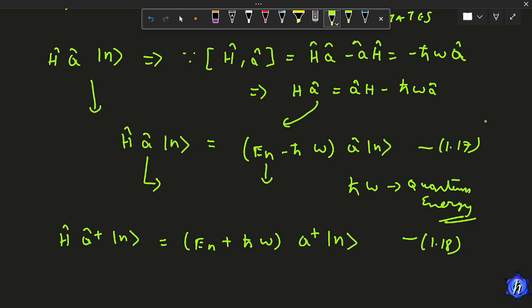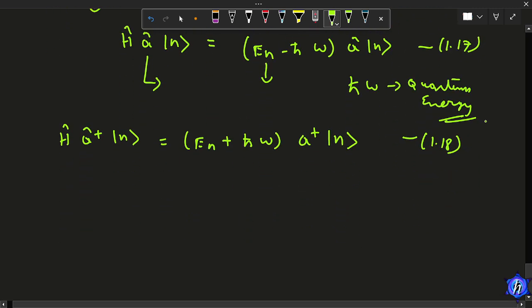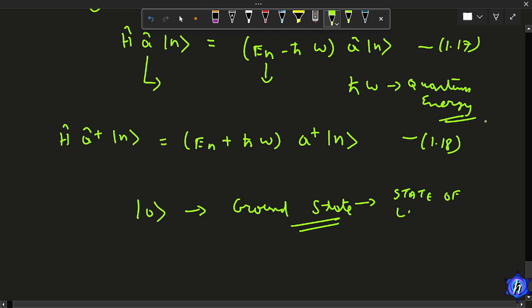The ground state. Now let's move on further. The ground state is denoted by |0⟩. Just to be clear, this is the state of lowest energy.